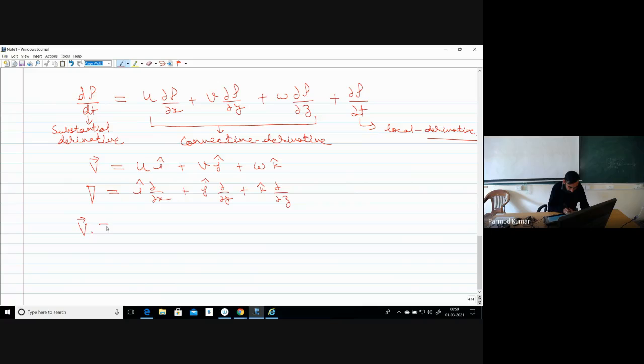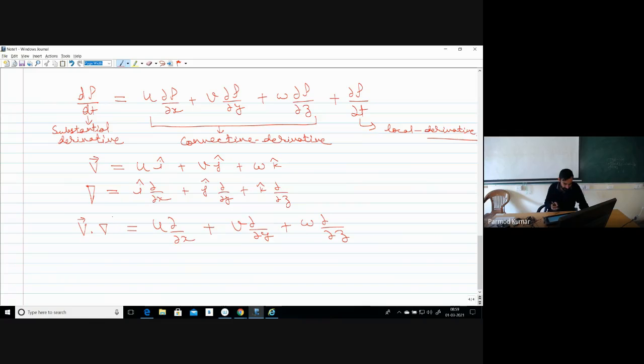if I now take the dot product of the v vector and the del operator, that will become u times del by del x plus v times del by del y plus w times del by del z. Okay, so I am taking the dot product of v with the del operator.